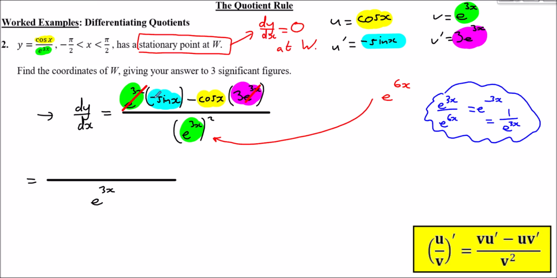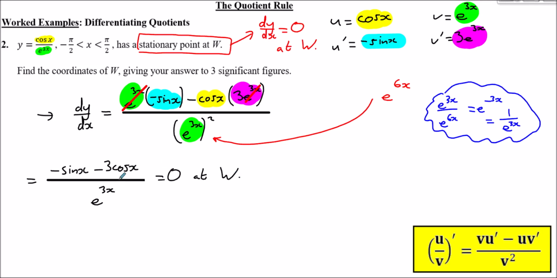For the top here, if this cancels, we just have minus sine x. And this one here, we're going to have minus cosine of x multiplied by 3, which is obviously just minus 3 cos x. And then we can say this is going to equal 0 at w.